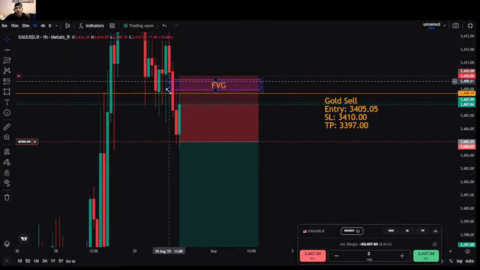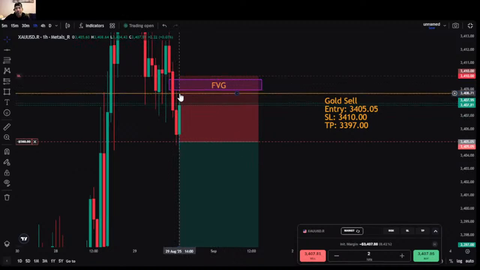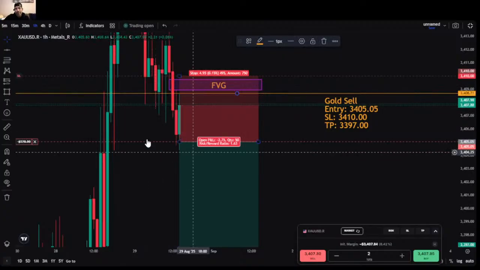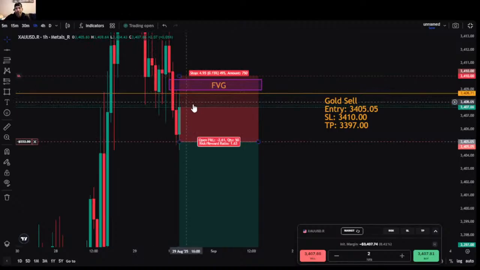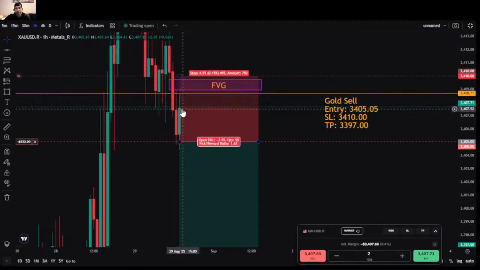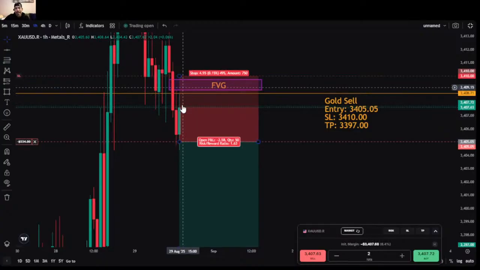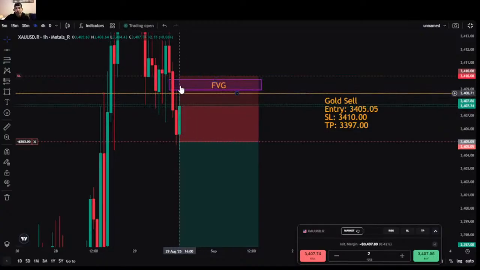Yeah, so you see, we didn't tap into the FVG here, but look, we wicked right at the resistance right here. Yeah, that's our support right here. Look at that. We wicked right into it. And look at the rejection. But the FVG is still intact, right? So there's still some room for it to go up.